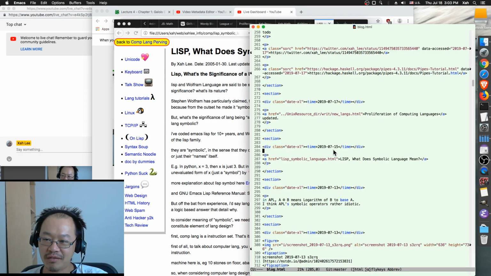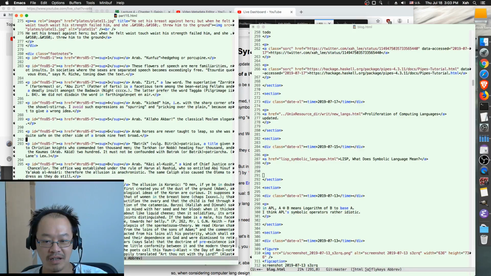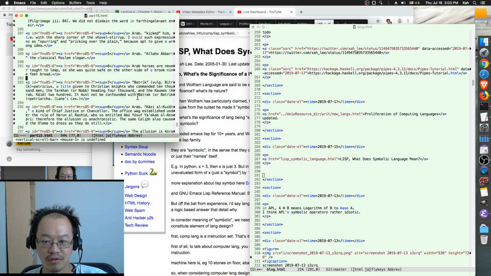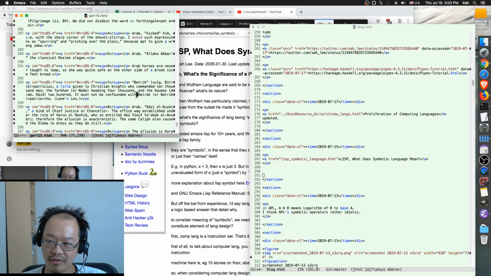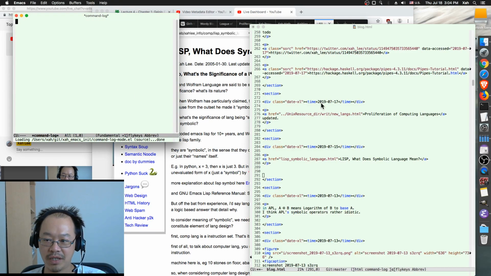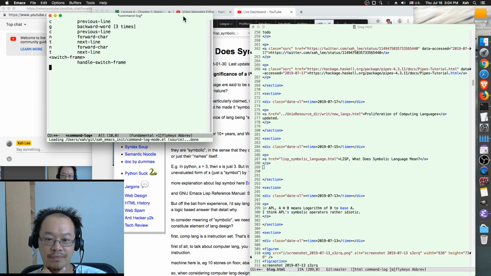Let me show you one obvious example of symbols. Hold on a second. Since I'm in Emacs, I'm going to show my Emacs commands for those of you who are using Emacs. So, Xah start command log mode. Now in this window, you can see every command I call in Emacs. If you are an Emacs user, that's useful.